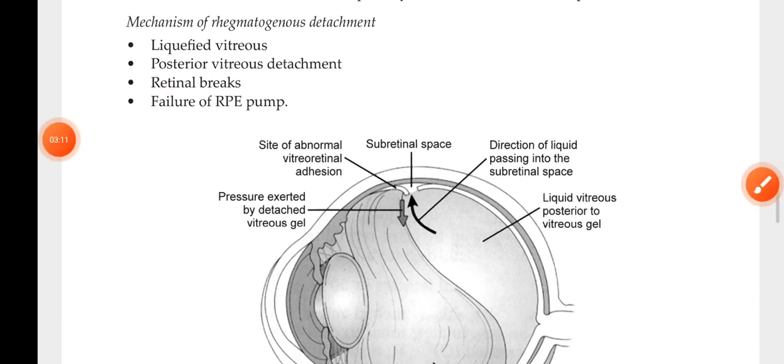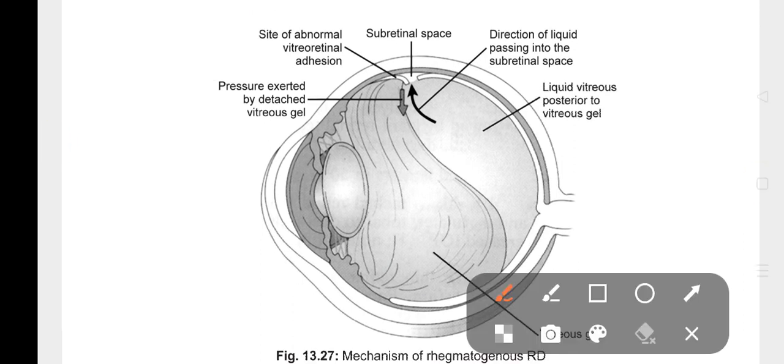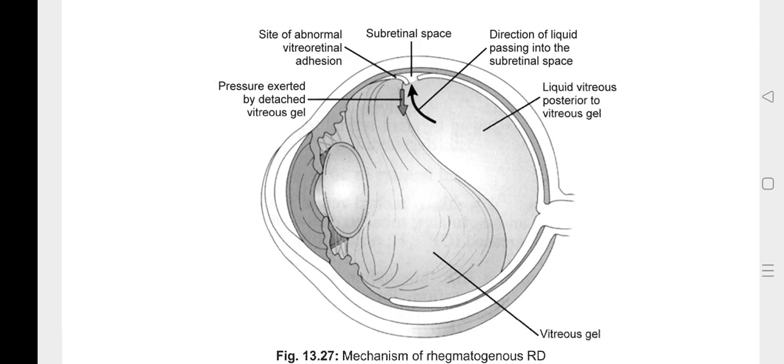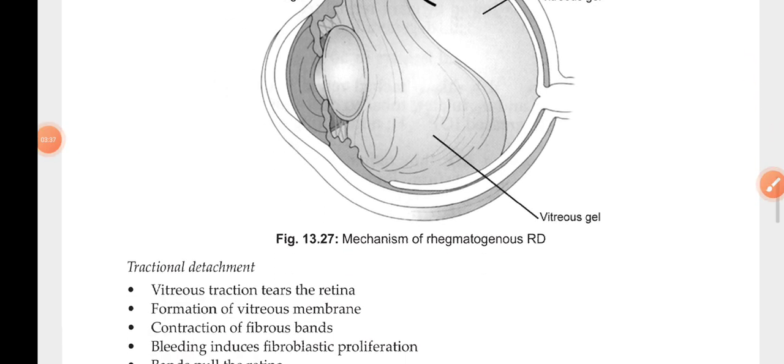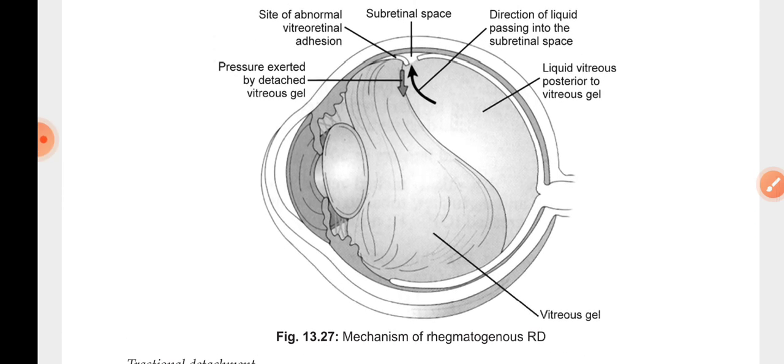Here in this diagram you can see pressure exerted by the detached vitreous gel, the site of abnormal vitreoretinal adhesion, and the subretinal space, where there will be fluid deposition. The direction of liquid passing into the subretinal space is shown, and liquid vitreous lies posterior to the vitreous gel. This is a very beautiful diagram explaining rhegmatogenous retinal detachment.